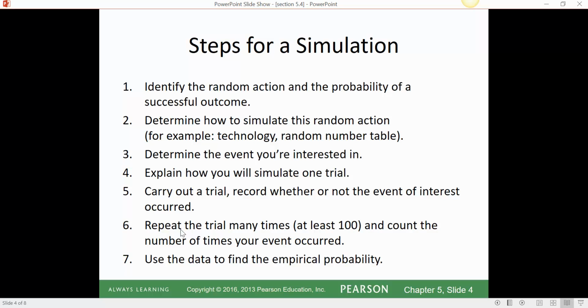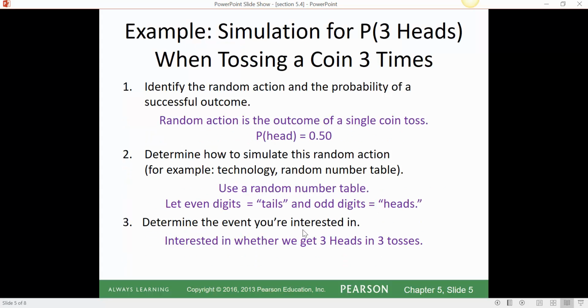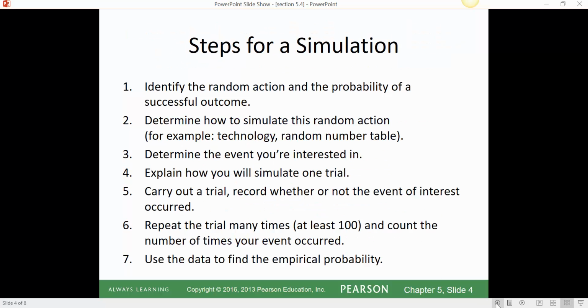So then we need to repeat this trial many times, and it's recommended to do this at least 100, and then count the number of times that event occurred, and then you're going to use that data to find the empirical probability, right? So we're going to look at a law associated with probability in a moment, and it's called the law of large numbers, right? And that's a big driving force. We need to have at least 100 data points, right? We need many times. It'd be much better to have more than that, but you don't want anything smaller than 100.